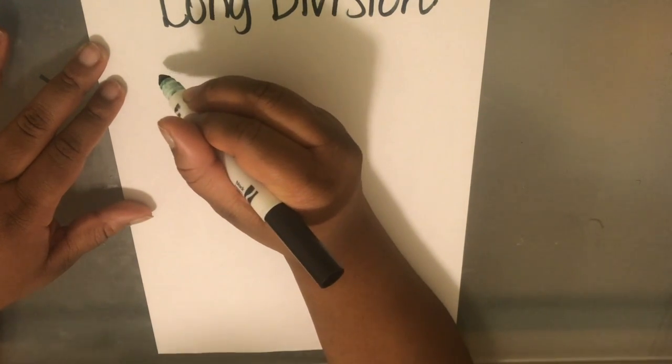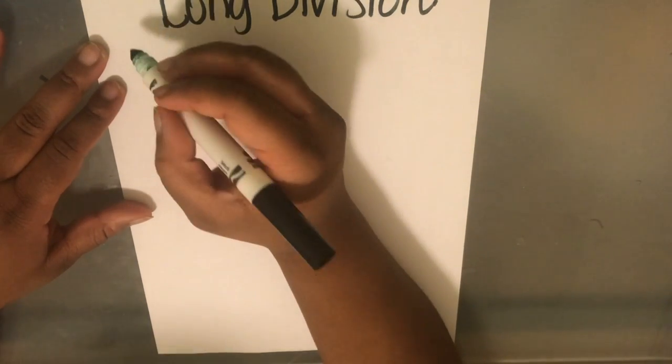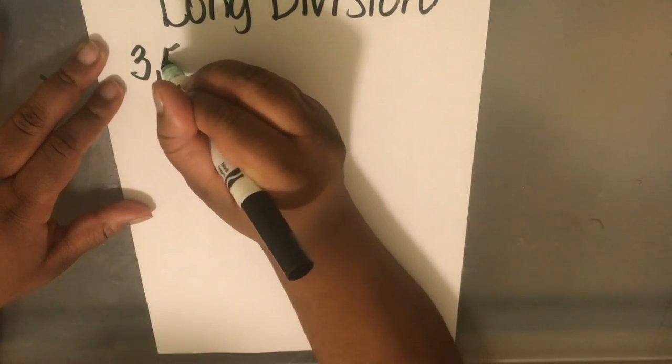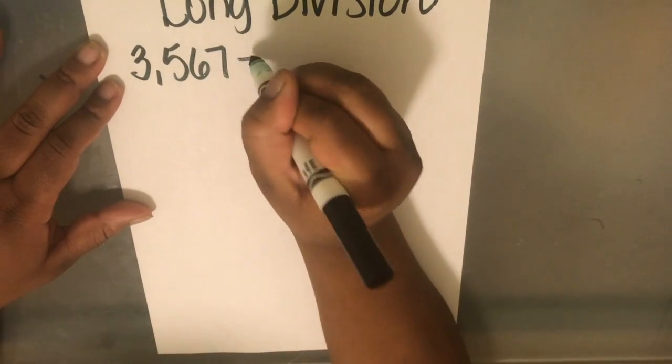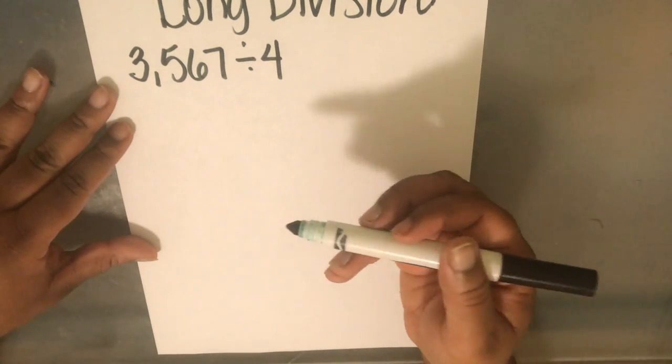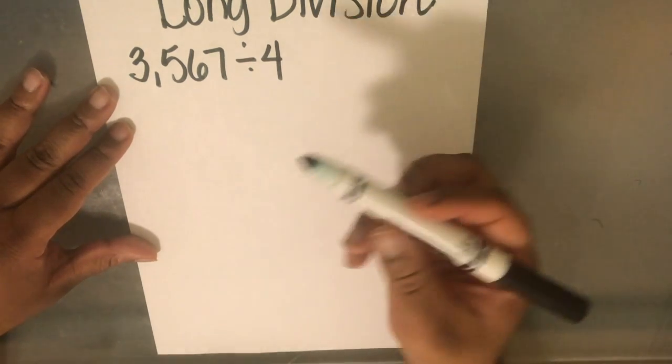I want to take 3,567, and I want to divide it by 4. What that means is that I have this humongous number and I need to split it up into 4 equal groups. And I want to know how many is going to go in each group. So in order to figure that out, I can do a method called long division.